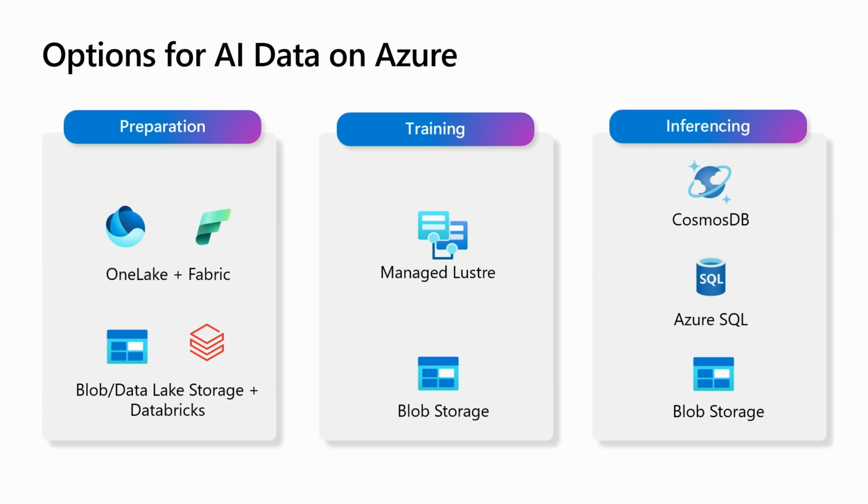Cosmos DB has a lot of great functionality, Azure SQL as well. And both of them not only handle storing your data for RAG, but also, in some cases, adding vector database functionality into the services. And blob storage, as you'll see, can also be very useful in this RAG phase.